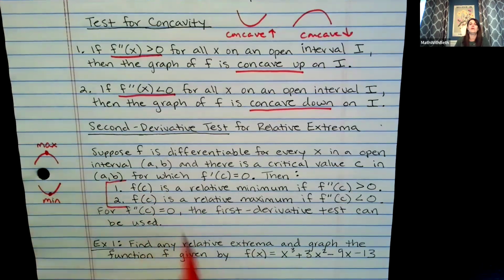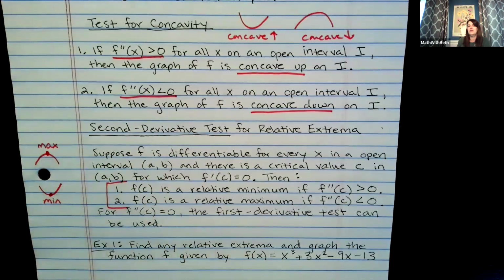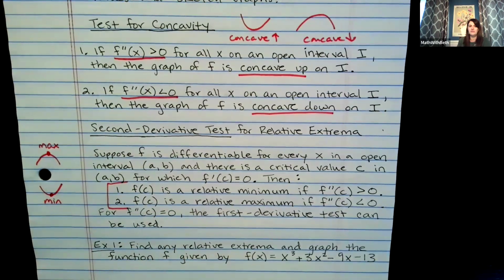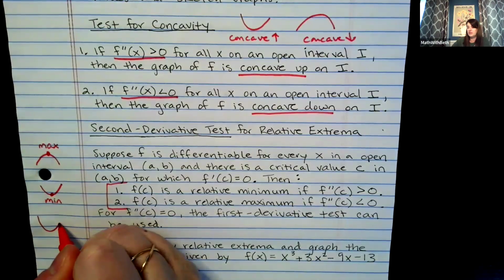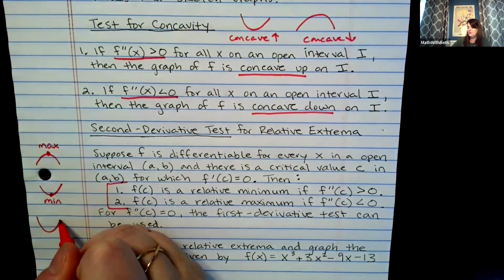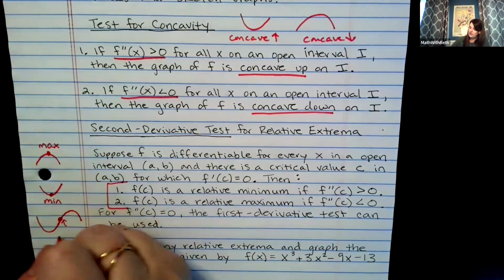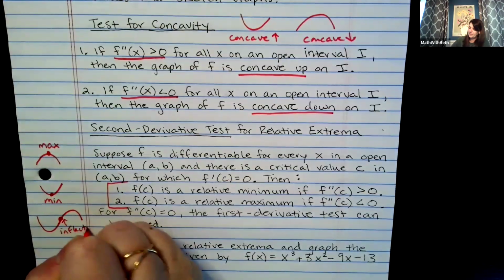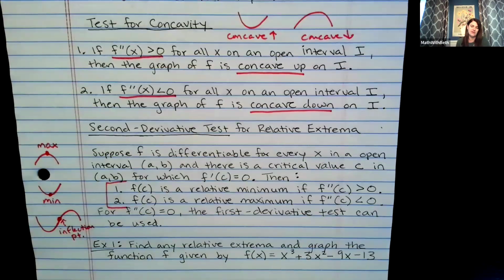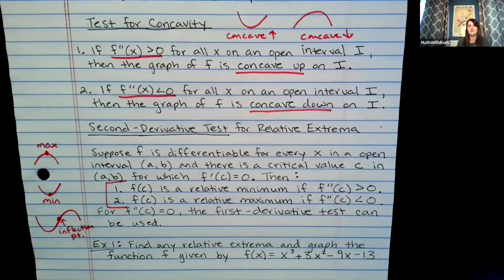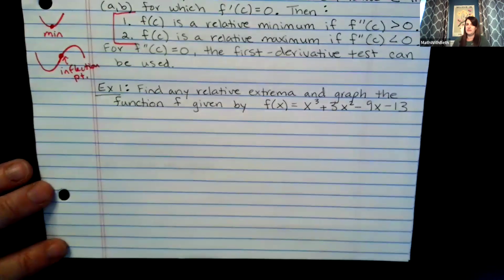But more than that, we can also use it to find where we are concave up, concave down, or where it switches. The point where something switches from concave down to concave up, or vice versa, is called the inflection point. So the second derivative also helps us find that point where it switches from one to the other. So let's do an example so you can see how it's done.